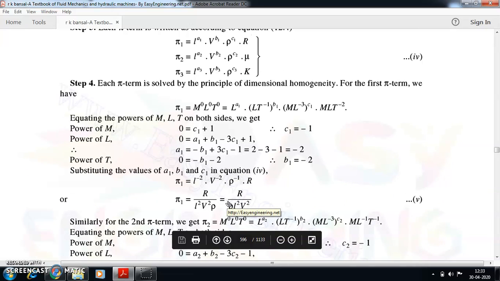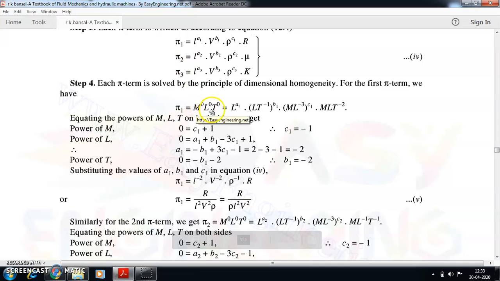So let us work it out for the first pi term, that is pi 1. Pi 1 is dimensionless, so M0 L0 T0, L to the power of a1, velocity in dimensions LT minus 1 to the power of b1, density ML minus 3 to the power of c1, and MLT to the power of minus 2 for the resisting force. Now equate the powers of M: 0 on the left, c1 and 1 on the right. So M gives c1, not minus 3c1, it is c1.